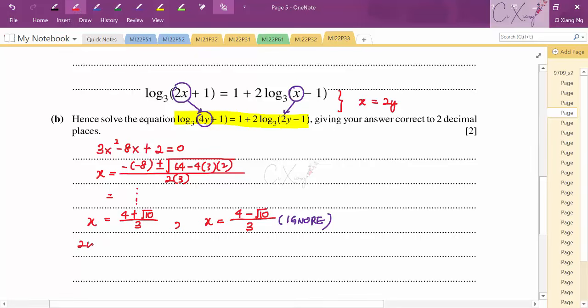Since we know that x equals 2y, so 2y equals (4 plus square root 10) over 3. Therefore, the value of y, you need to take this value divided by 2, where, correct to 3 significant figures, the answer should be 1.19. Oh sorry, not 3 significant figures, it should be 2 decimal places as requested by the question. So this is what we have for the 2 decimal places answer, where y equals 1.19.